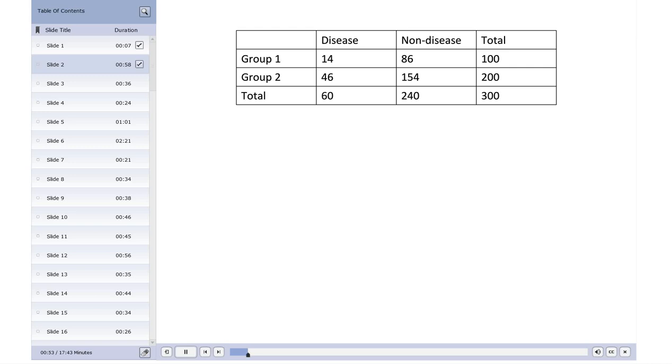In this lecture, we'll discuss a statistical test used to determine if there is a statistically significant difference in the prevalence of the disease in the two groups. Before that, we need to cover some of the terminology related to contingency tables.